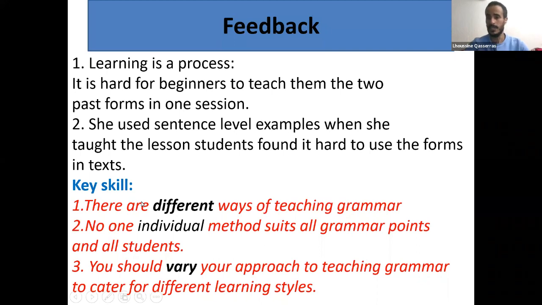Now, the key here that we have to learn. Number one, there are different ways of teaching grammar, not just one way, different approaches. Number two, no one individual method suits all grammar points and all students. We can use grammar translation, communicative language teaching, TPR, direct method, or eclectic. Yeah, we mix them all. Number three, you should vary. Some of you talked about variety. You should vary your approach to teaching grammar to cater for different learning styles. Because I'm not teaching beginners. I'm teaching 40 students, 35 students.